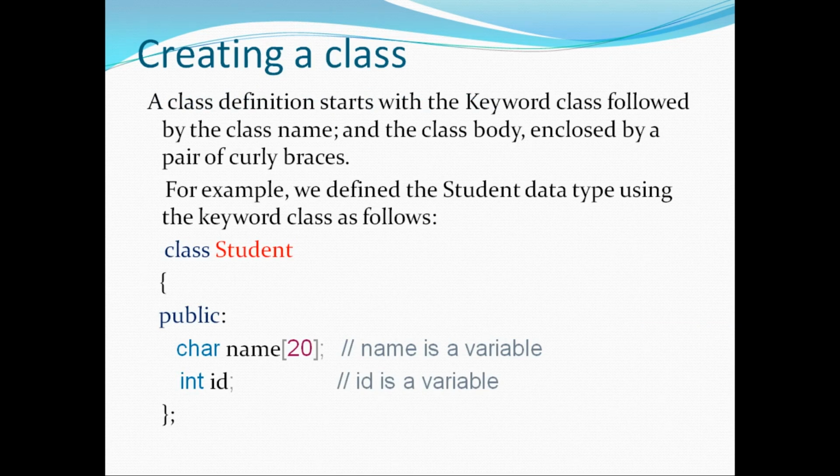Now, how to create a class? A class definition starts with the keyword class followed by the class name and the class body enclosed by a pair of braces. For example, we define the student data type using the keyword class as follows. This is the keyword class and this is the class name student. There are two variables, name and id.